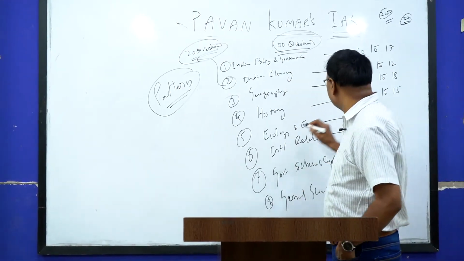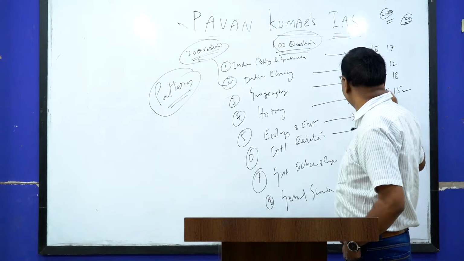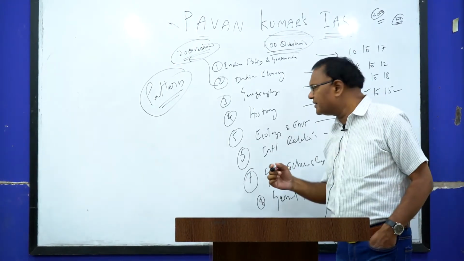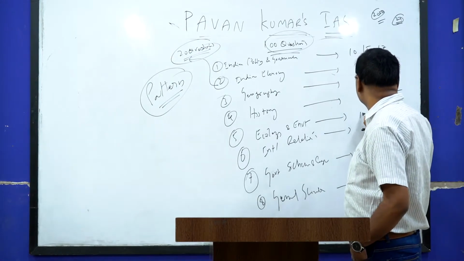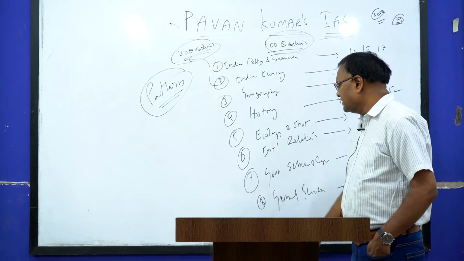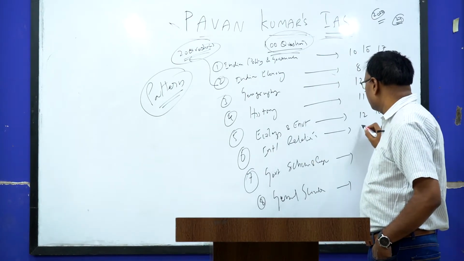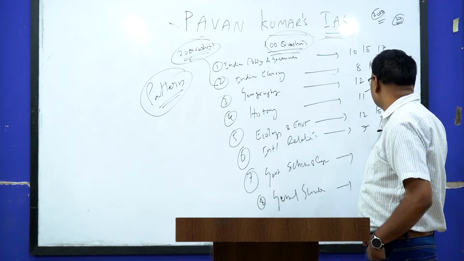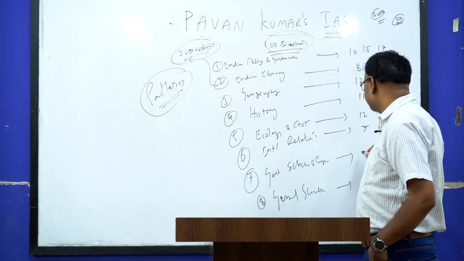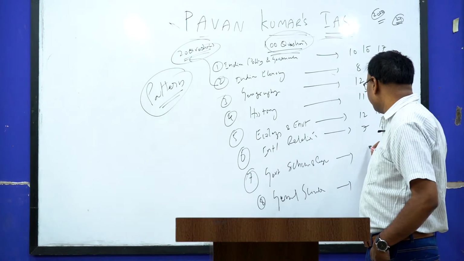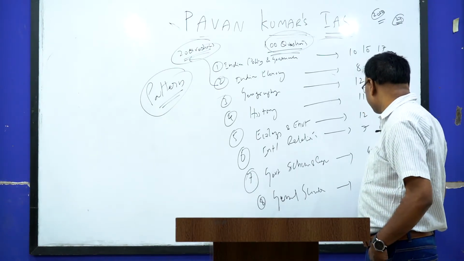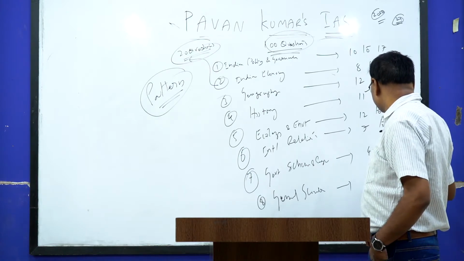From history, around 11 to 15 questions are asked. From ecology and environment, again around 12 to 15 questions are asked. International relations, around 7 to 9 questions can be asked. Government schemes, sometimes they will ask more, otherwise 4 to 5 questions can be asked. General science, around 3 to 5 questions can be asked.